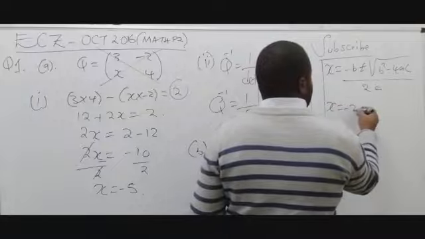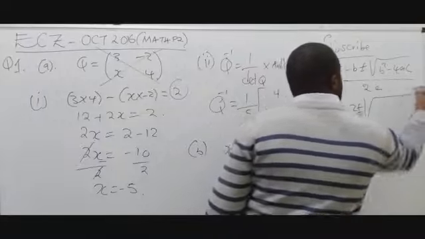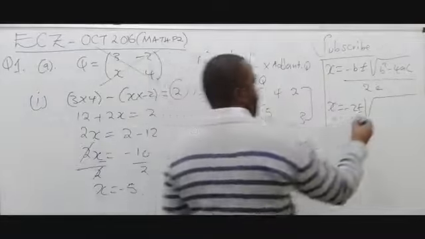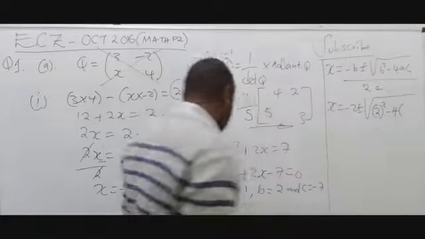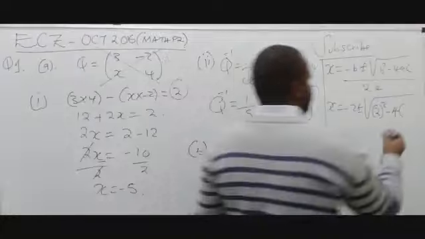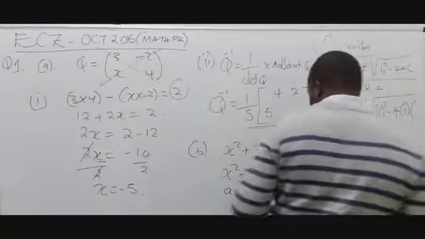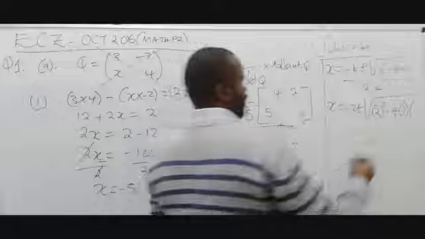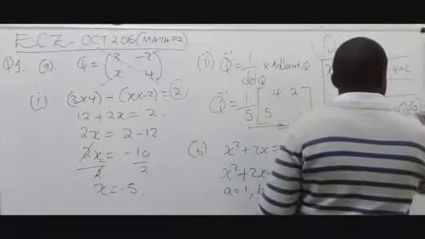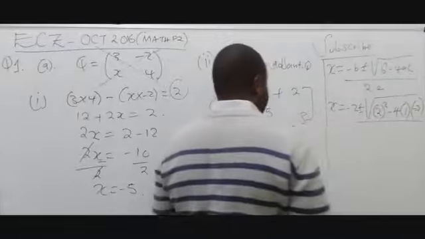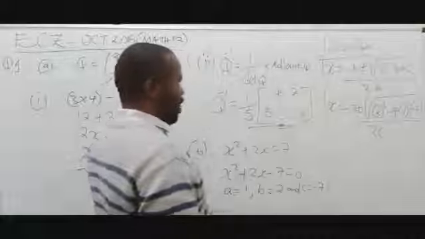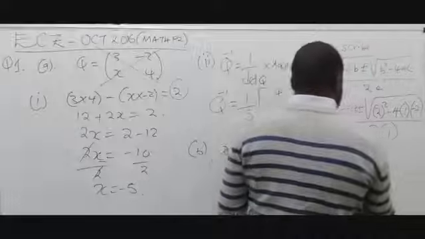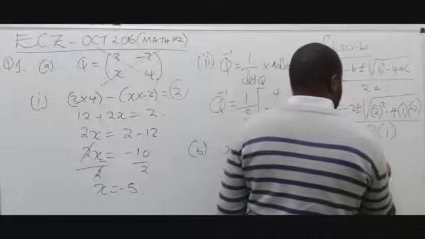So what is our b? Our b is 2. So we have x is negative 2 plus or minus the square root of 2 squared minus 4, open the bracket. Our a is 1. Then our c is negative 7. Everything divided by 2 times a. And what is our a? 1. So x is equal to negative 2 plus or minus.